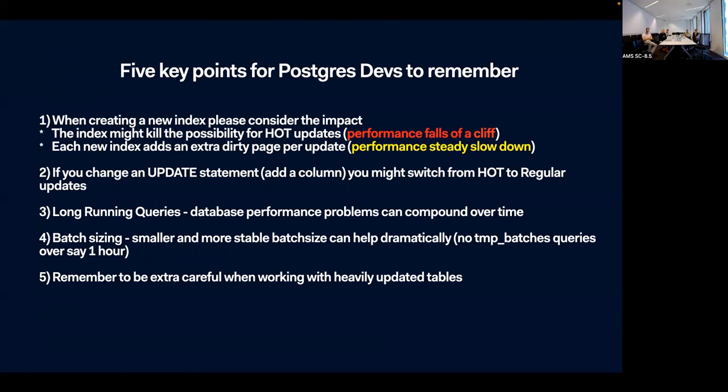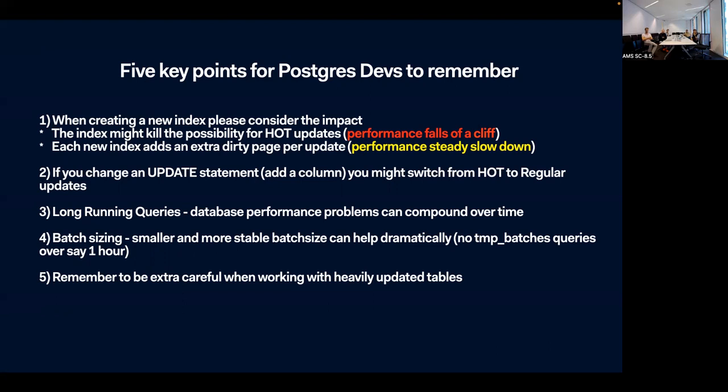Similarly, if you change a very frequently run update statement and add a column, it's possible that the whole update statement could switch from HOT to regular, and again, performance would fall off a cliff. DBAs often get asked to review indexes. DBAs are not often asked to review update statements, including column lists. But in Postgres, if it's a very frequently run update statement, that is something to bear in mind.